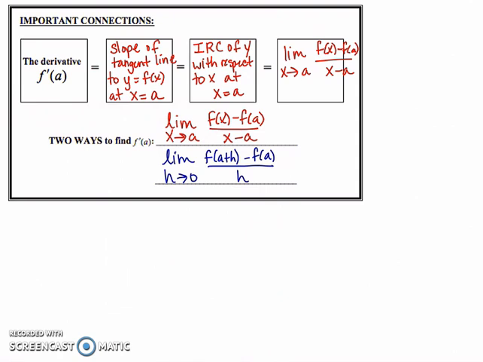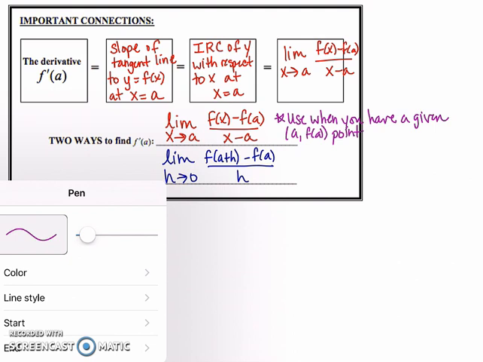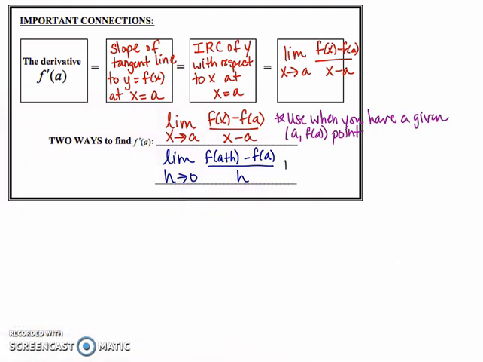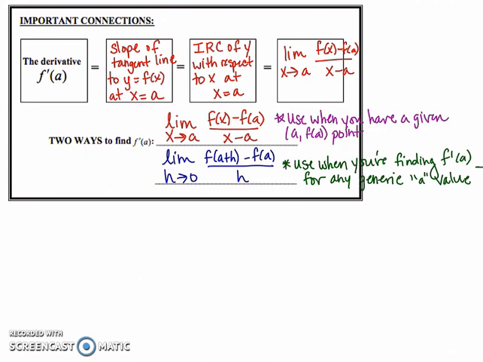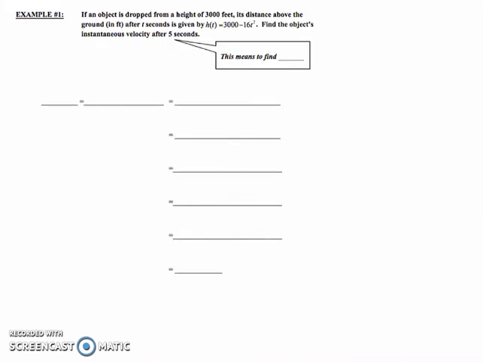You're going to use the first one when you have a given point, f of a, because then the math is easier with that one. You are going to use the definition of a derivative when you're finding f prime of a for any generic a value. In other words, when you don't know what a is, that's when you have to use the definition of a derivative. So let's take a look at our last math example.